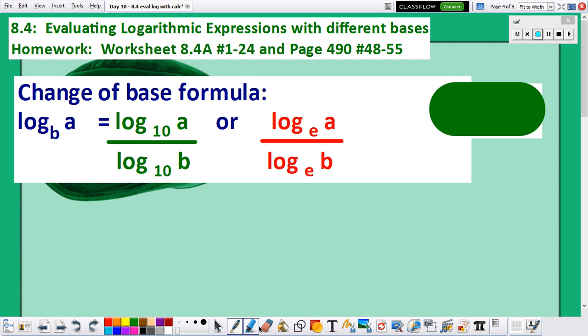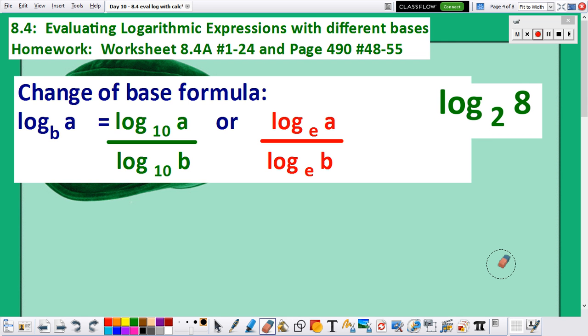Okay, so what we're going to do is use a problem we know. We know what log base 2 of 8 is. We know 2 raised to the 3rd power gives us 8. So we are going to use this formula right here. We are going to type this in on our calculator as log base 10 of 8 divided by log base 10 of 2. And we should get 3.